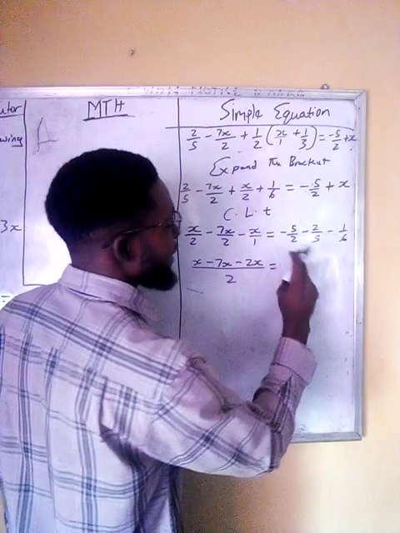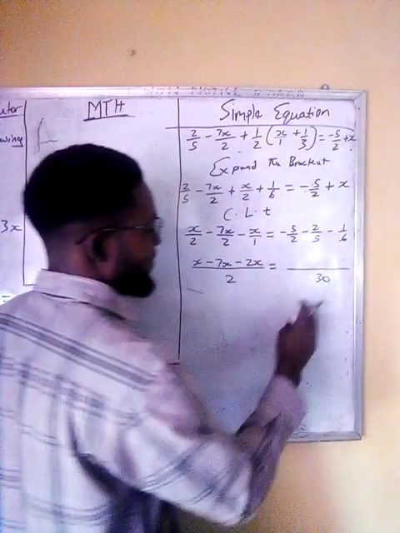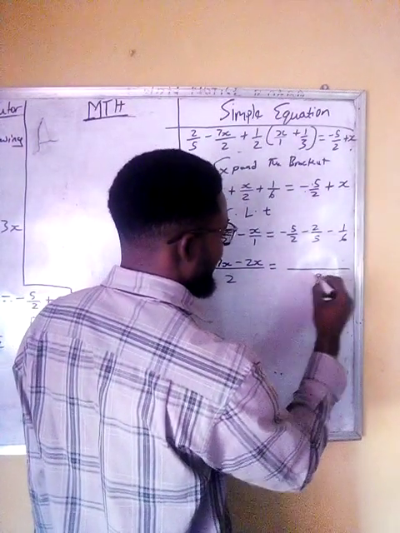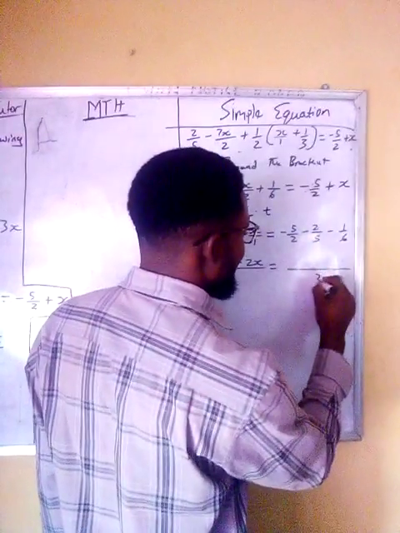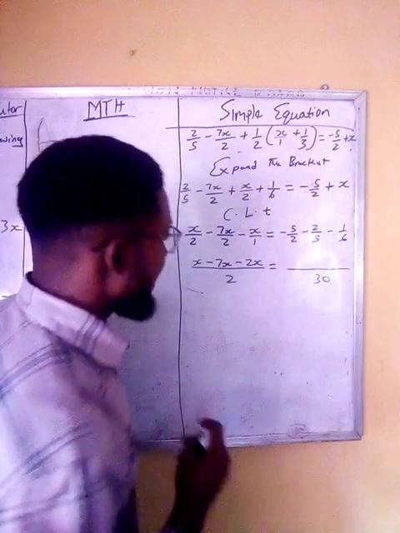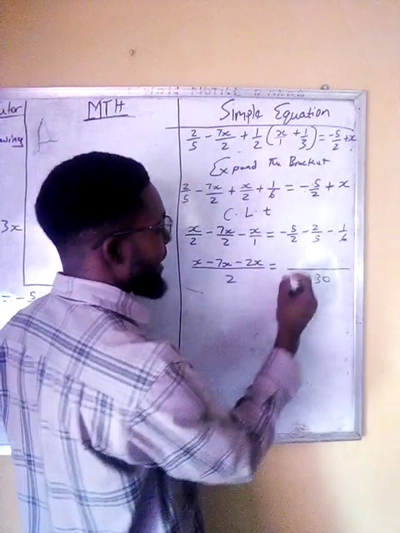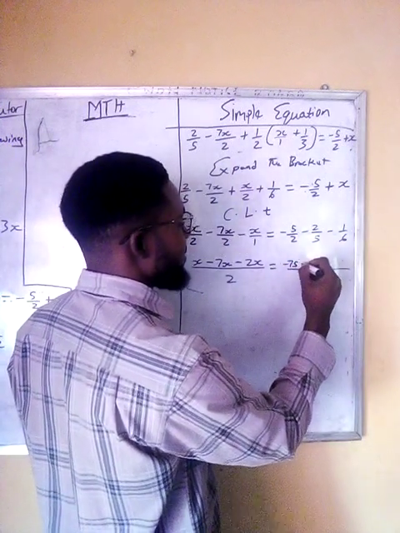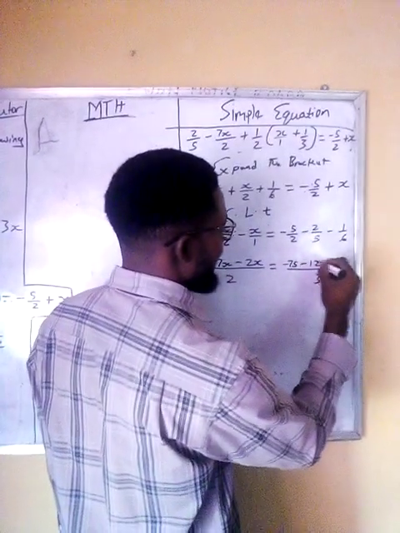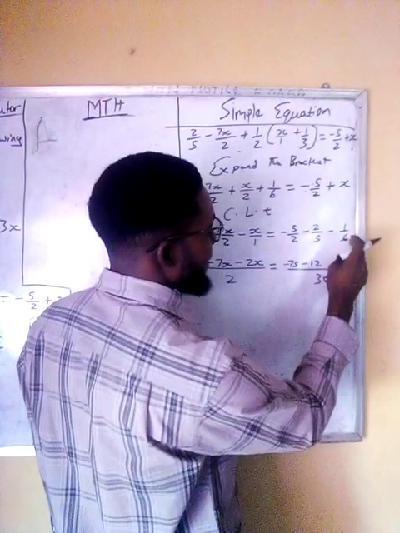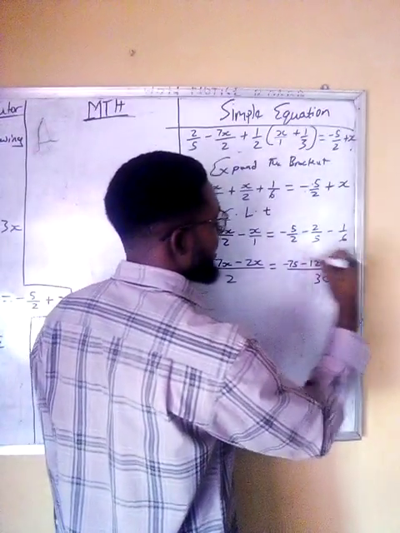2x equals to, so the LCM here is 30. Alright, 30 divided by 2 is 15. 15 times 5 is minus 75. Minus 30 divided by 5 is 6. 6 times 2 is 12. Okay, 30 divided by 6 is 5. 5 times 1 is 5.